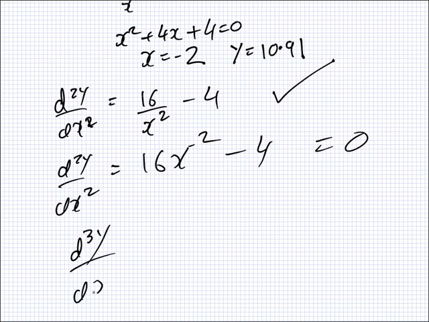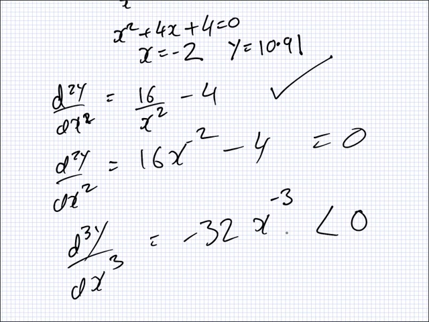Negative 32x to the power minus 3. Now, I don't care about the exact value. When I put in x, whatever it is, it's a negative number. Oh wait, is it 2 or minus 2? Oh, sorry, it's minus 2. So it's positive then. Positive makes it rising saddle. I said falling saddle and it should be rising saddle. Excellent.